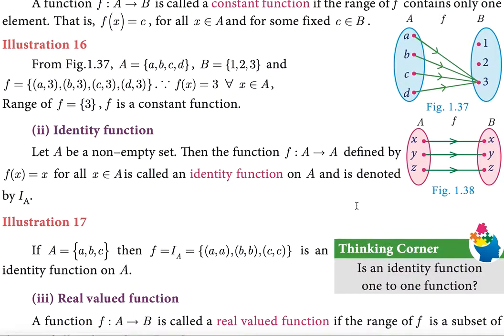Okay. So A, B, C, D, B equals 1, 2, 3, and f is (a, 3), (b, 3), (c, 3), (d, 3). So f of x equals 3 for all x in A.